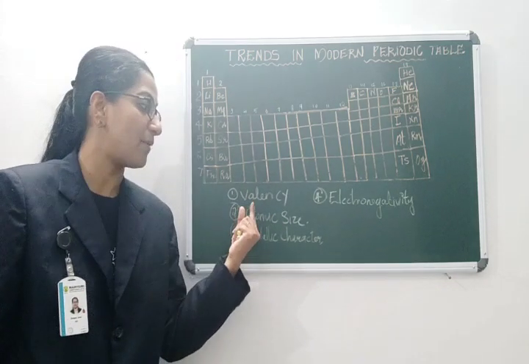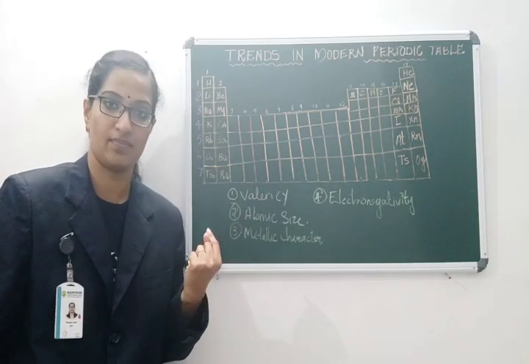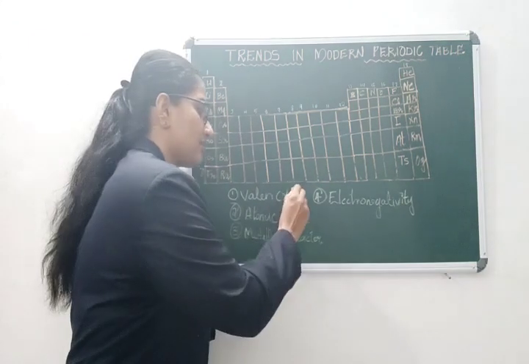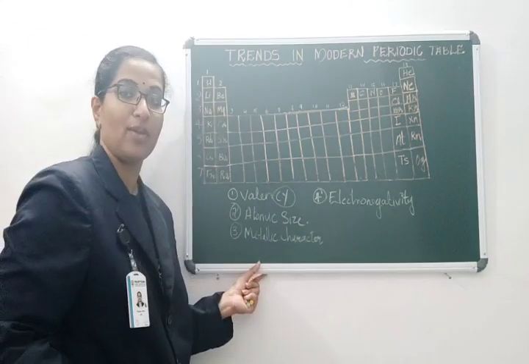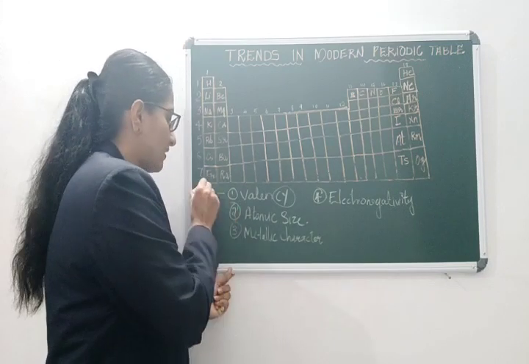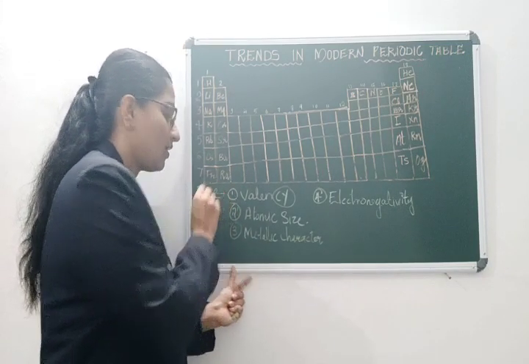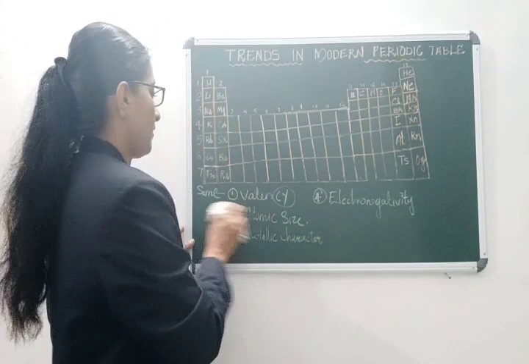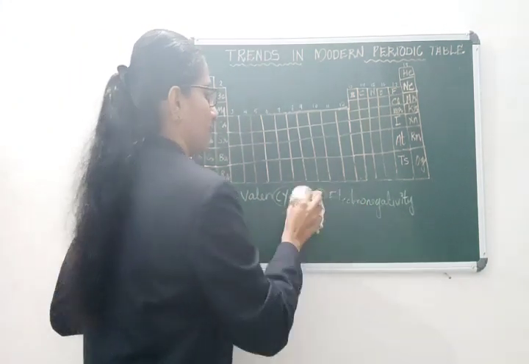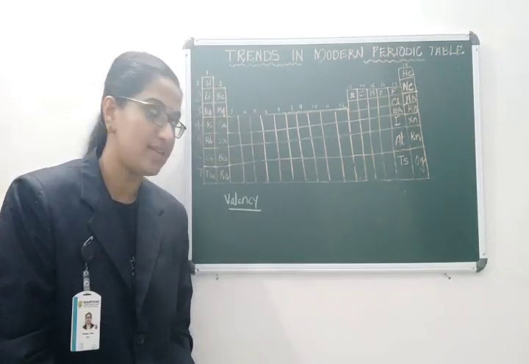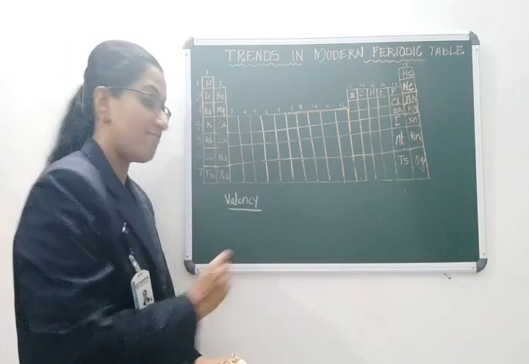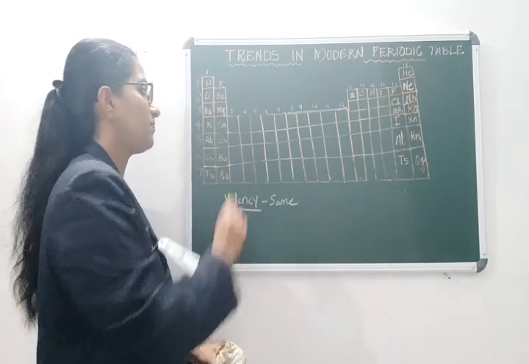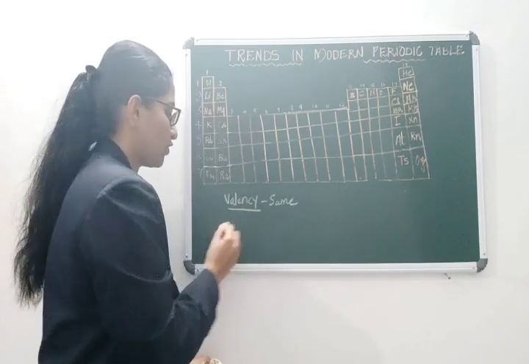So what happens to the valency group wise? Children, group wise, the valency is the same. How can you say the valency is the same? First let us take the valency. Students, group wise, the valency is the same. And let us take the atomic number.